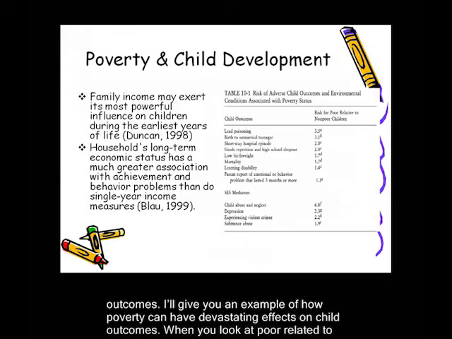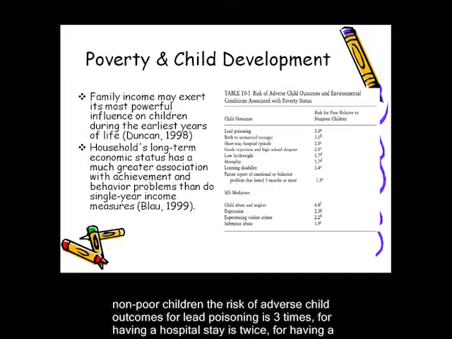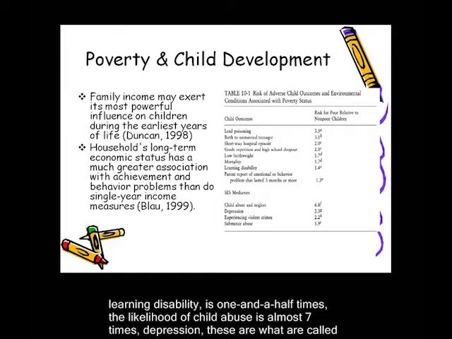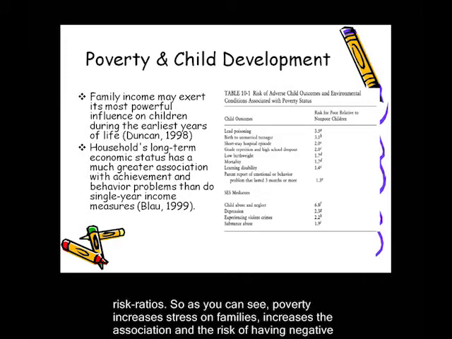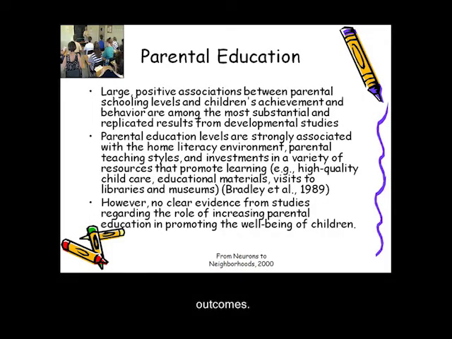I'll give you an example of how poverty can have devastating effects on child outcomes. When you look at poor related to non-poor children, the risk of adverse child outcomes for lead poisoning is 3 times. For having a hospital stay, it is twice. For having a learning disability, it is 1.5 times. The likelihood of child abuse is almost 7 times. Depression as well. So these are what are called risk ratios. As you can see, poverty increases stress on families and increases the risk of having negative outcomes.